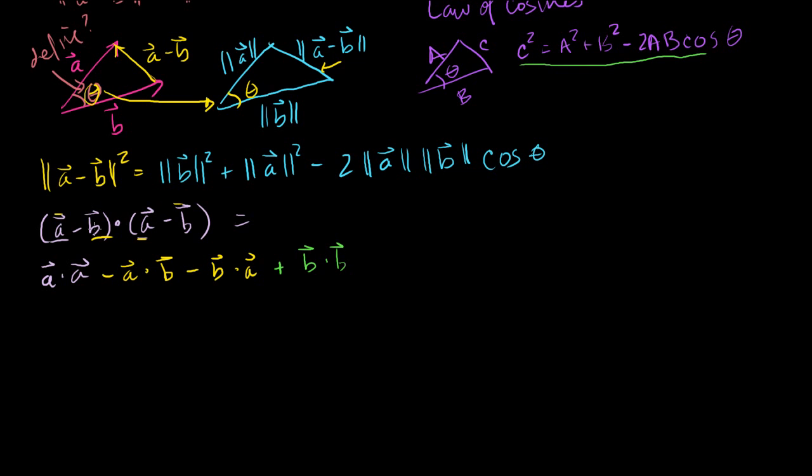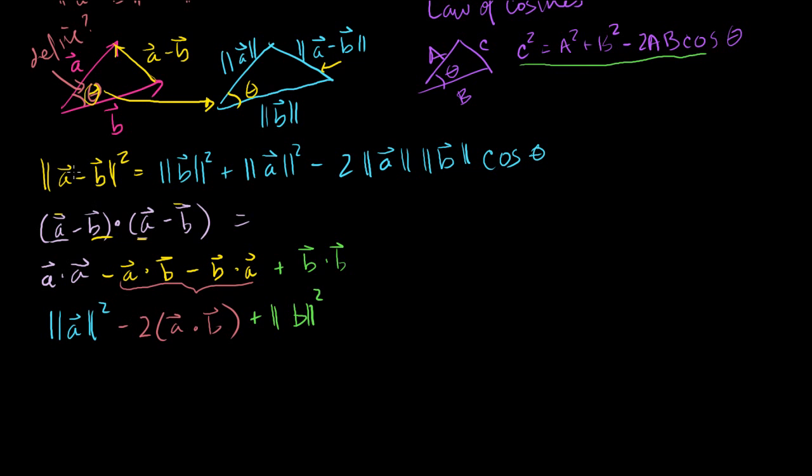Remember, this is just a simplification of the left-hand side. And I can rewrite this. A dot a, we know that's just the length of a squared. A dot b and b dot a are the same thing, so we have two of these. So this term right there will simplify to minus 2 times a dot b. And then finally, b dot b, we know that's just the length of b squared.